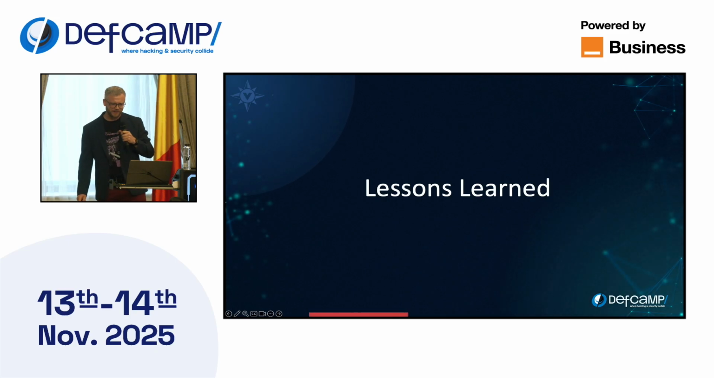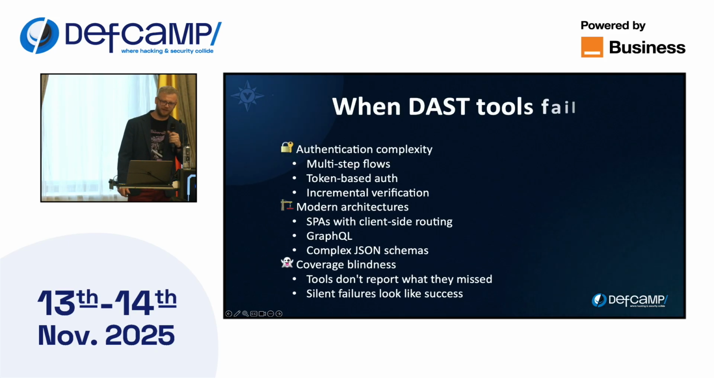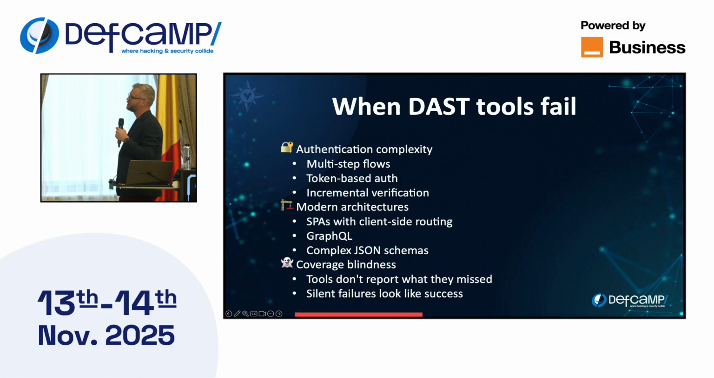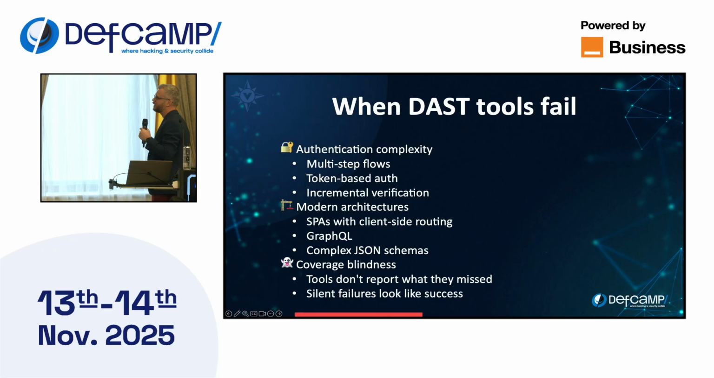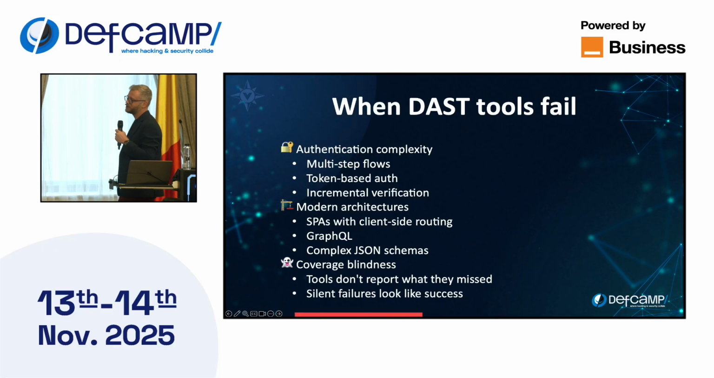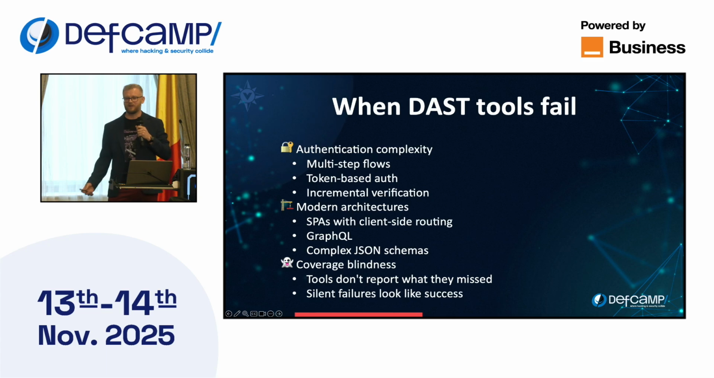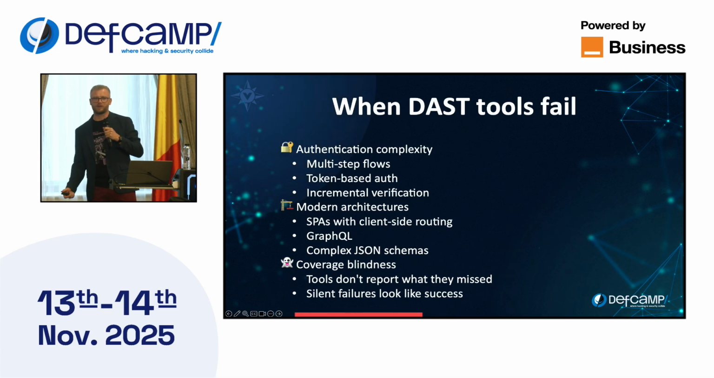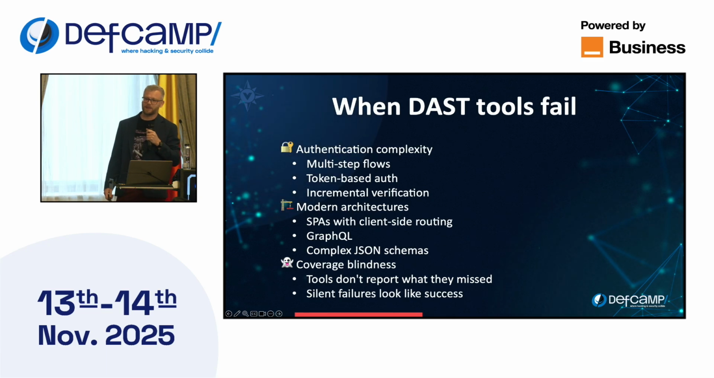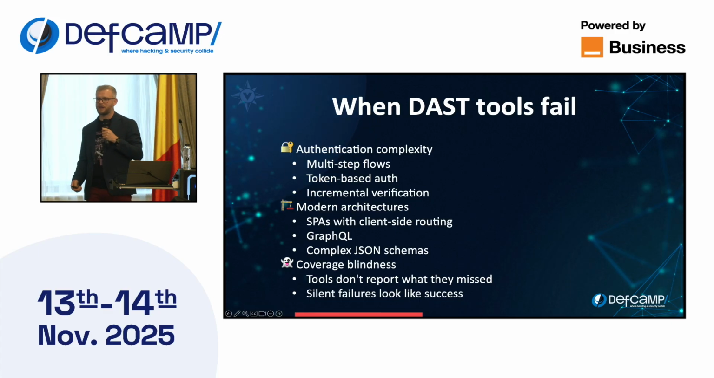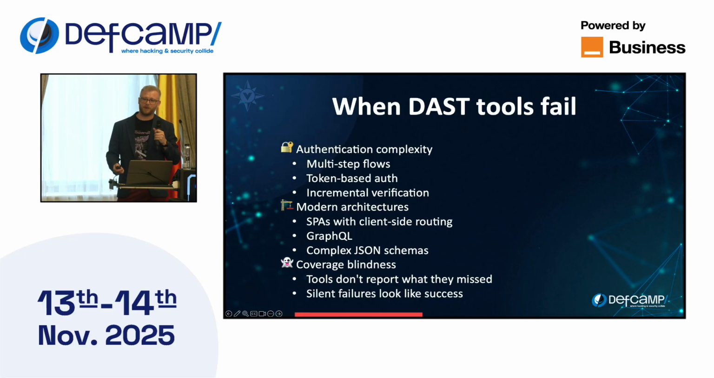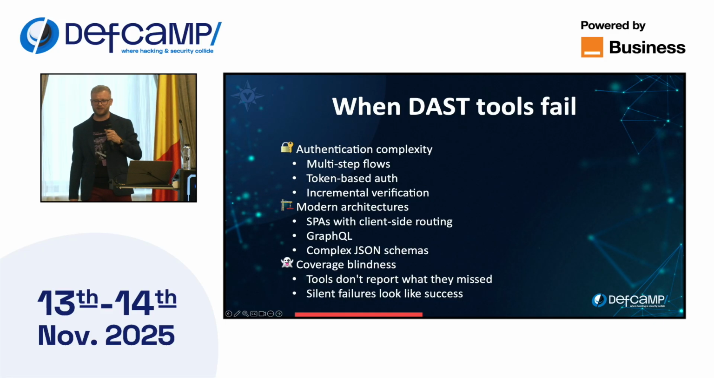Okay, so looking at the lessons learned, right? Where are the different use cases that we can see where DAST tools fail? Well, when the authentication is complex, when you have incremental authentication, multi-step flows, if you have token-based authentication or certificate-based authentication, incremental verification, when you have modern architectures that use fairly complex JSON schemas, single-page applications, GraphQL endpoints, and such.